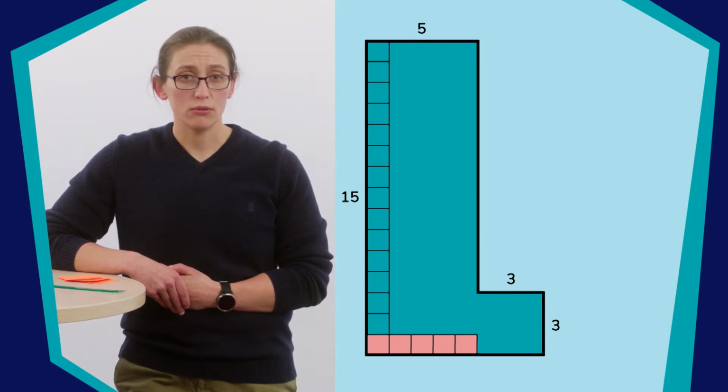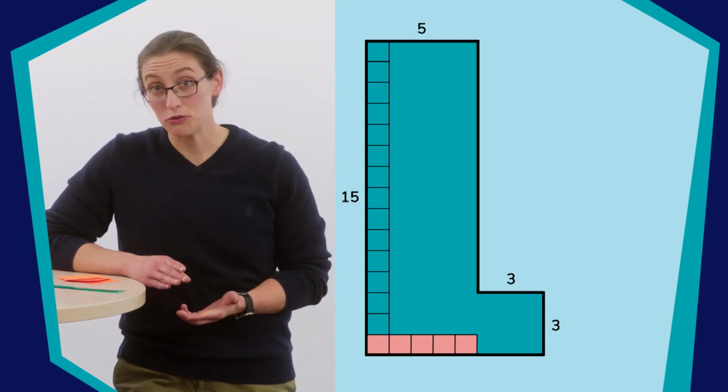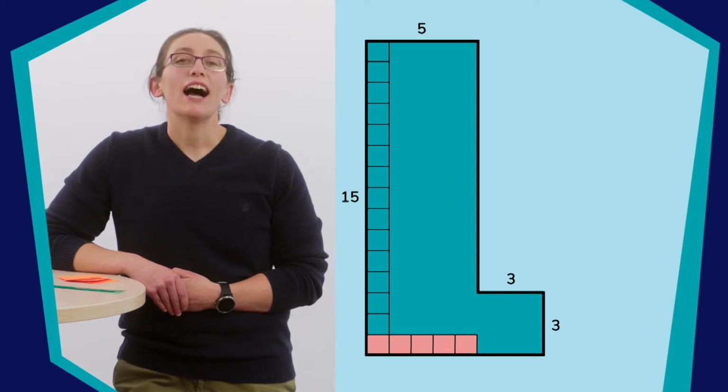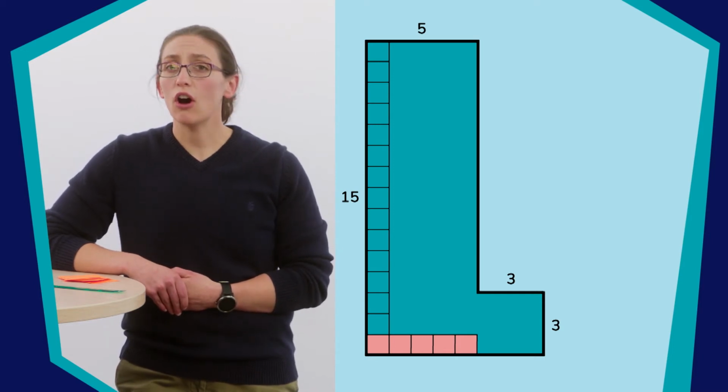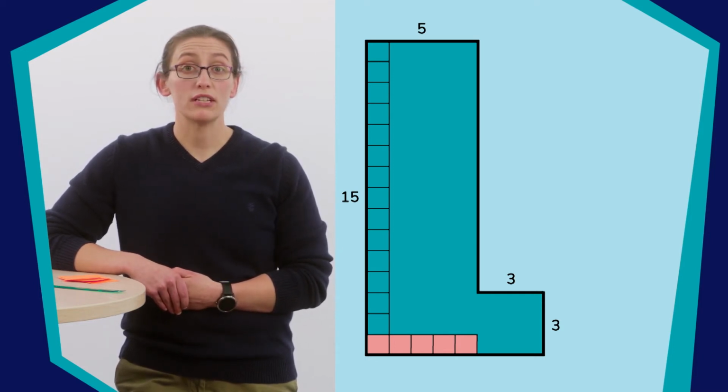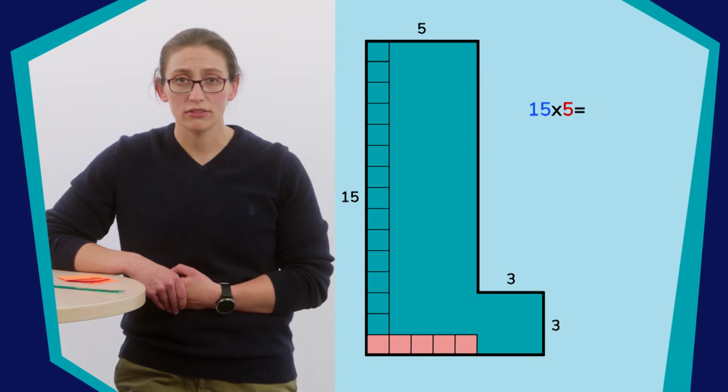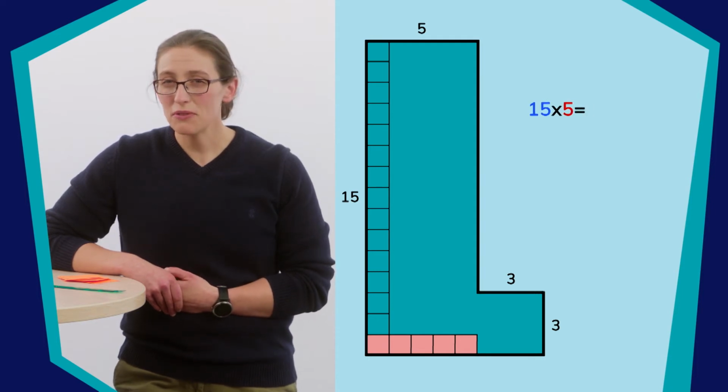How do we want to move forward? I heard someone say if we filled in all the rows, we would have 15 rows of 5. So we could find the total number of square feet by doing 15 times 5. How could we do that?